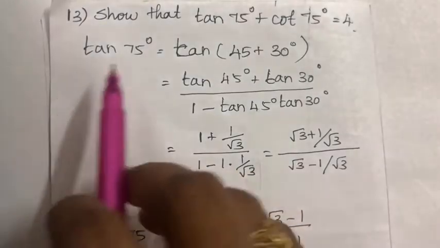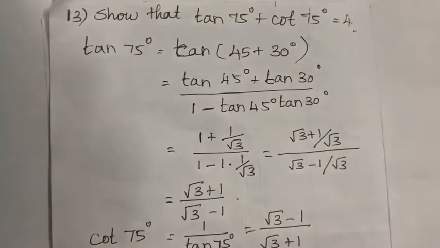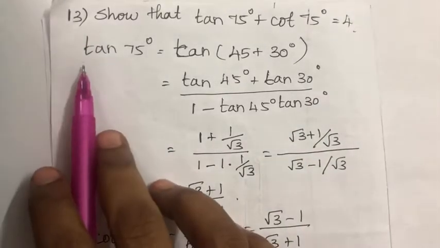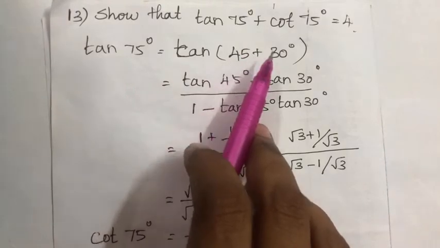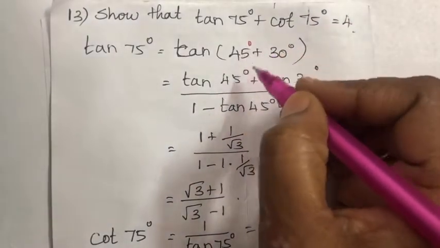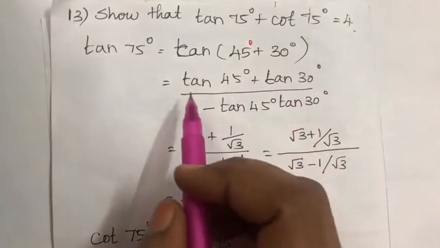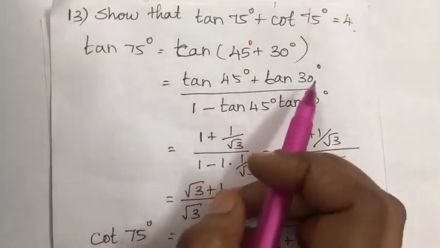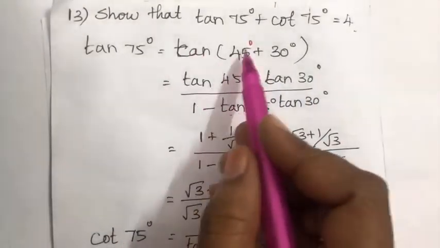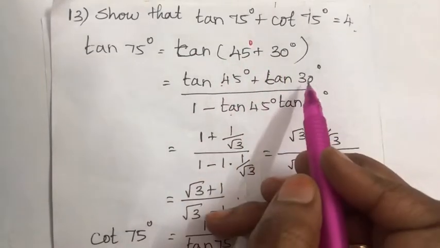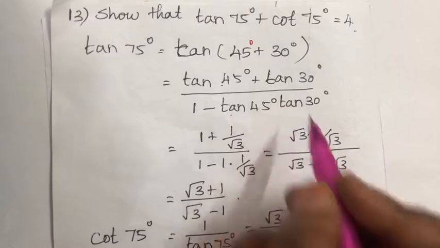13th one. Show that tan 75 degree plus cot 75 degree is equal to 4. I split tan 75 as tan(45 degree plus 30 degree). So we can expand this according to the tan(a + b) formula. Tan(a + b) equal to (tan a plus tan b) divided by (1 minus tan a tan b).